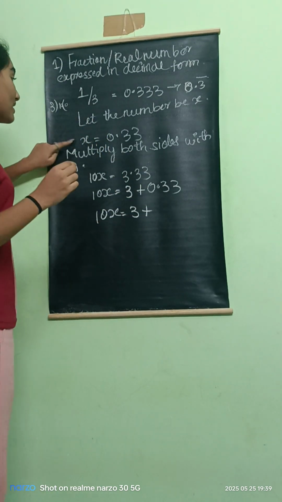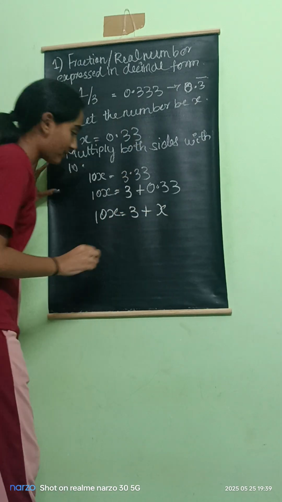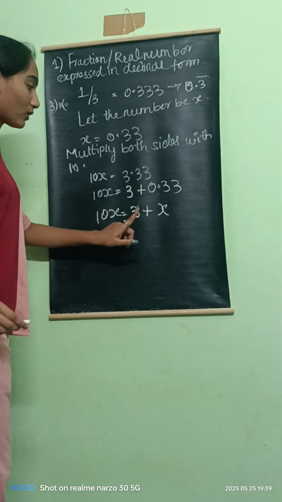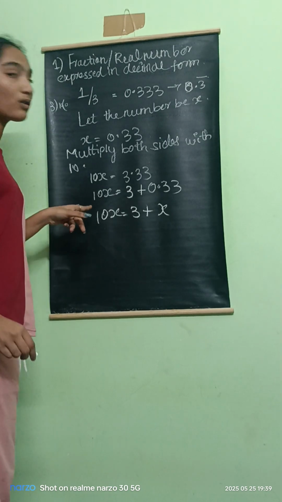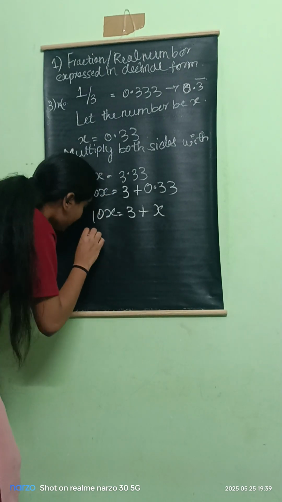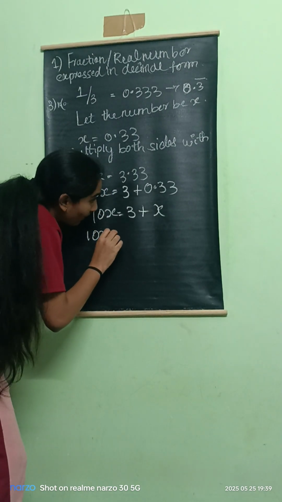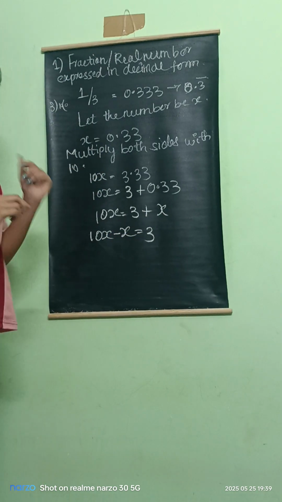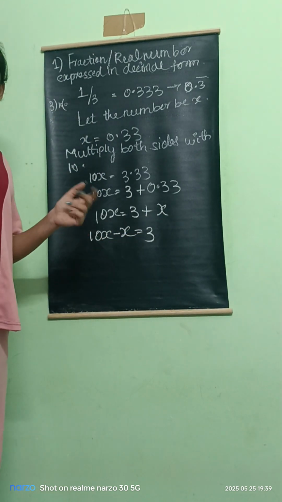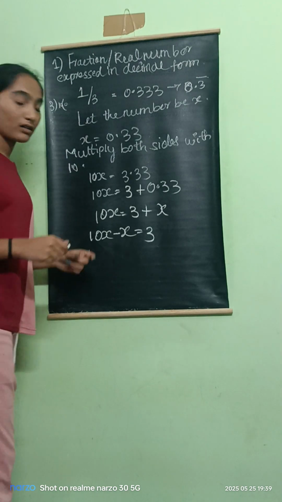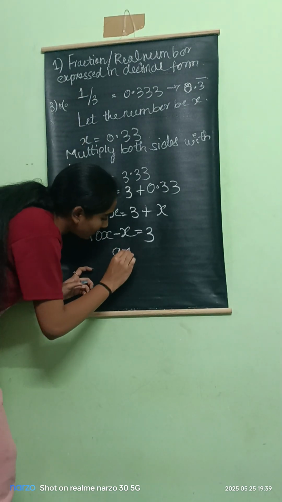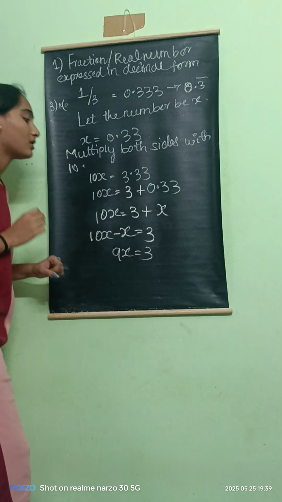We already took it as x. So this x will be taken here. The plus sign is here, and if it goes to this side, it becomes minus. So 10x minus x comes to this side, and 3. 10x minus x, both are like terms, so we can subtract. We can complete the operation of subtraction. So it becomes 9x is equal to 3.